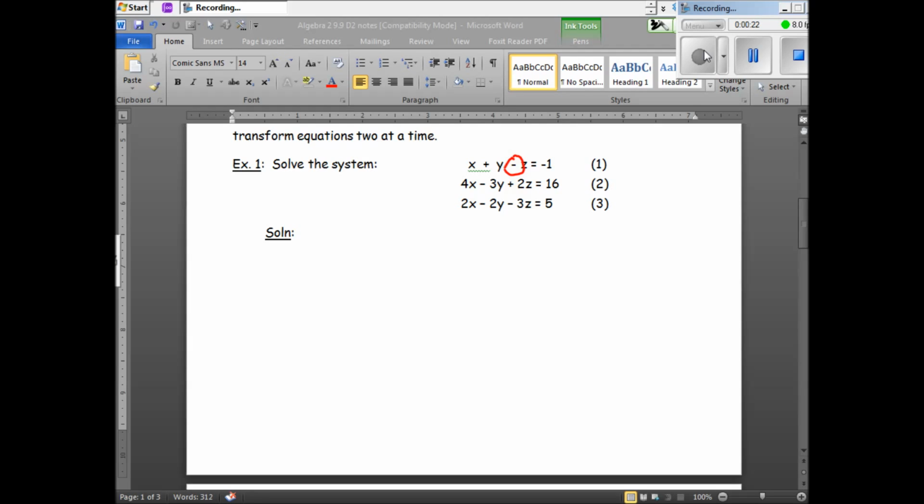Okay, so we have our equations here numbered 1, 2, and 3. We're going to start by choosing any two equations. So I had chosen in class equations 1 and 2. Okay, and I line these up. x plus y minus z equals -1. I line that up with 4x minus 3y plus 2z equals 16.